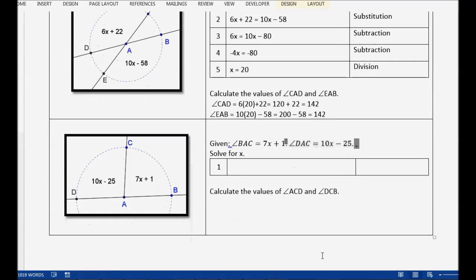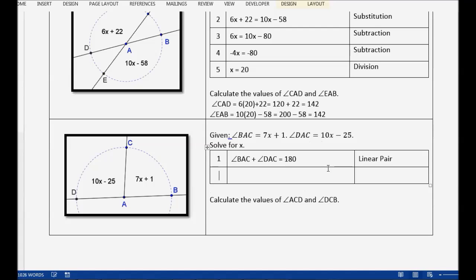Okay, mistakes happen. Let's do the linear pair. The deal with linear pairs is that they sum to 180. So take a moment to write down that first step. Alright, that's angle BAC plus angle DAC is equal to 180 because they form a linear pair. BAC is 7x plus 1. DAC is 10x minus 25, and that's equal to 180 by substitution.